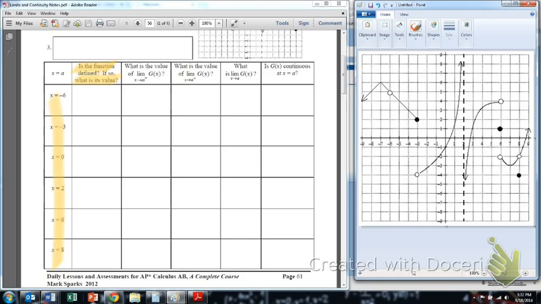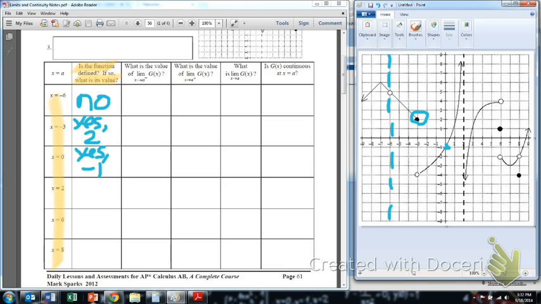So if we start at -6, it's not defined because at -6, there is no closed dot. At -3, it is defined. There is a closed dot at -3 too. So it is defined at -3 and the value is 2. At 0, it is defined. There is a closed dot at 0. The value is -1.